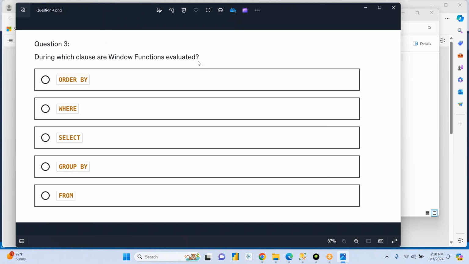We build them within the select statement, yes, but which keyword? These are all the keywords in the select statement. Where did we create those window functions?